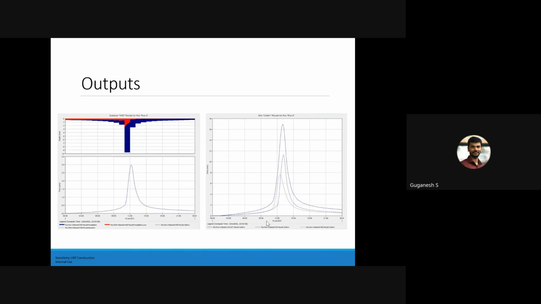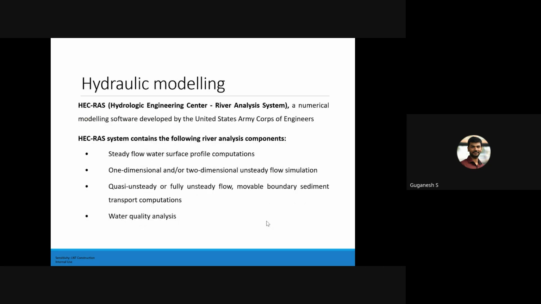That loss is removed, and then the remaining excess rainfall is converted into runoff. So this runoff hydrograph is generated using the hydrologic model. Once this is generated, then we are going to analyze the hydraulic modeling. This is done using HEC-RAS software.